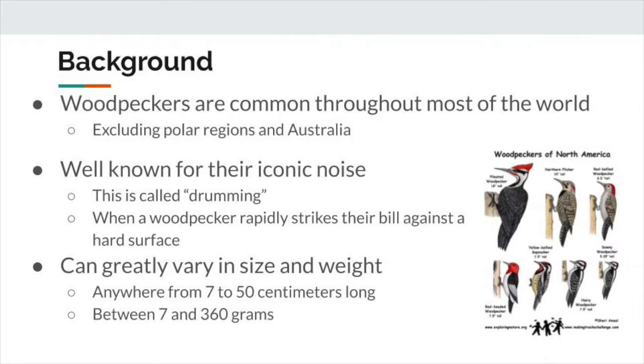Background. The focus of our project is woodpeckers. Woodpeckers are a type of bird whose various species may be found around the world. They are known for their pecking sound, which is called drumming. Their different species vary largely in size, yet all produce the identifiable drumming sound. The size variation can be anywhere from 7 to 50 centimeters long. The weight variation can be between 7 and 360 grams.